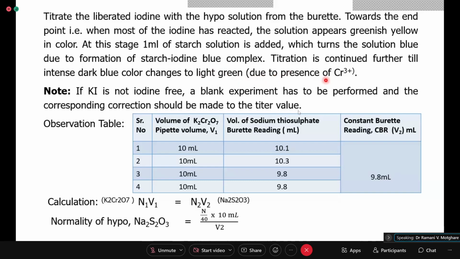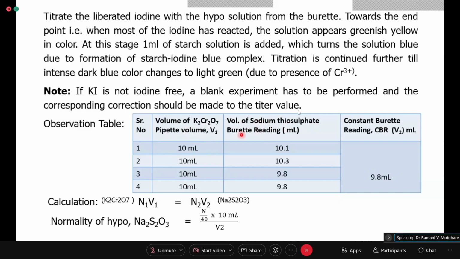Okay, Cr3+. So note, if KI is not iodine free, a blank experiment has to be performed and the corresponding correction should be made to the titer value. Okay, so observation table, prepare an observation table for the standardization part. Volume of potassium dichromate, pipette volume was 10 ml, and then volume of sodium thiosulfate, that is burette reading.